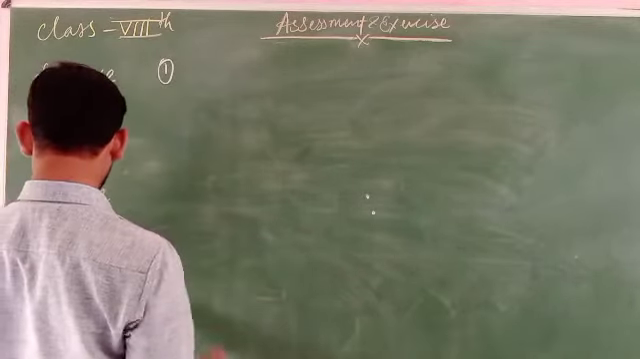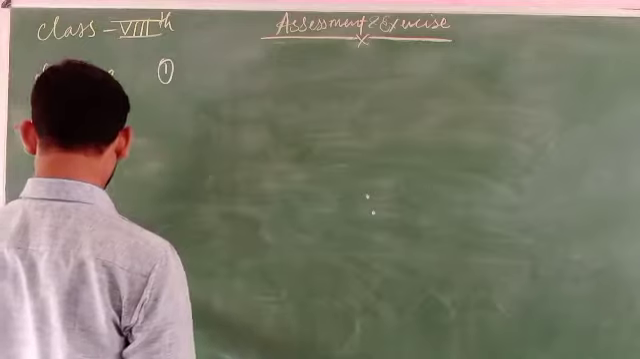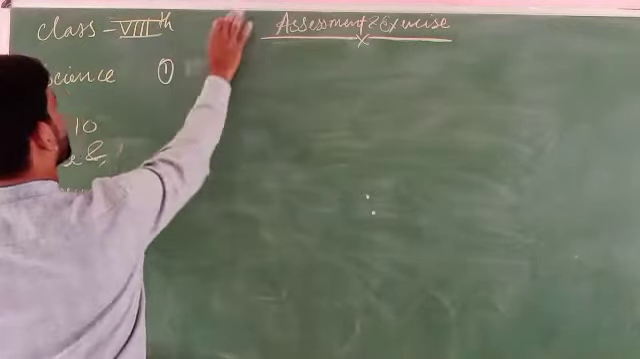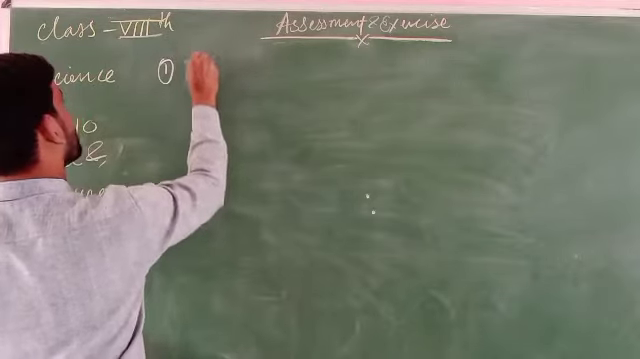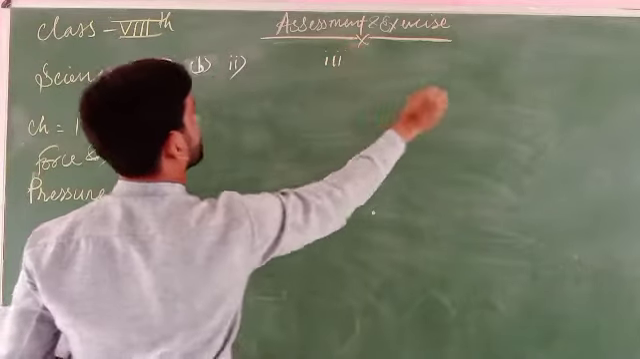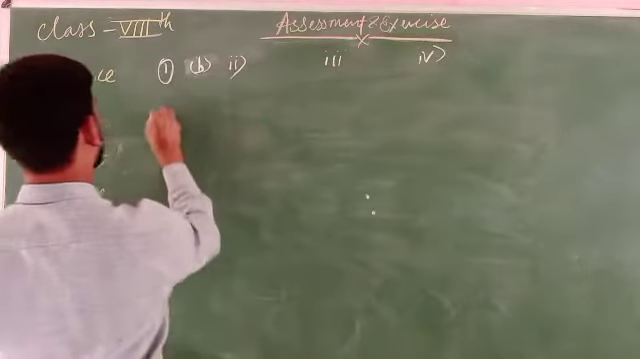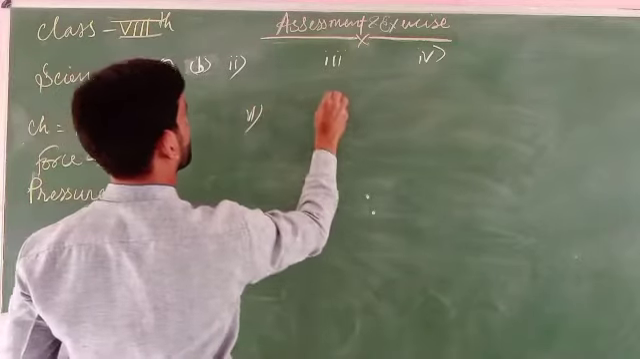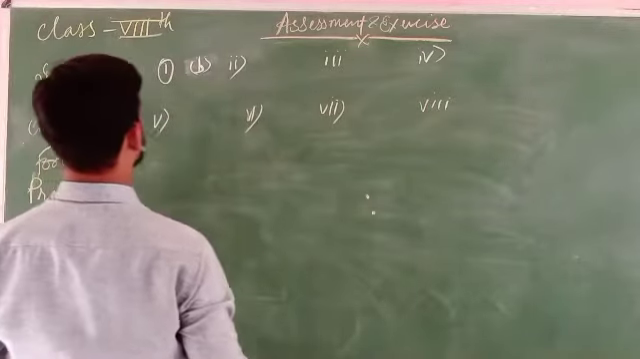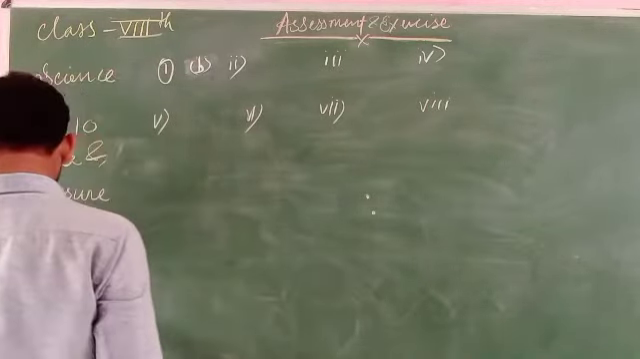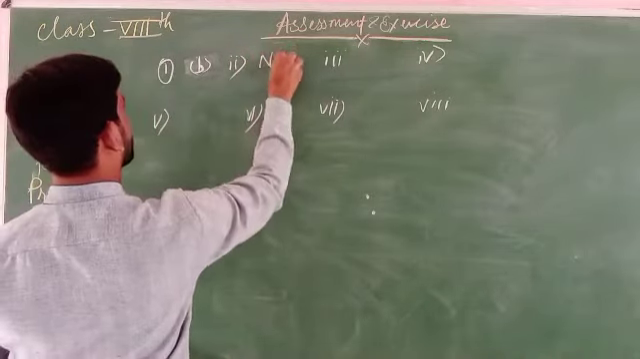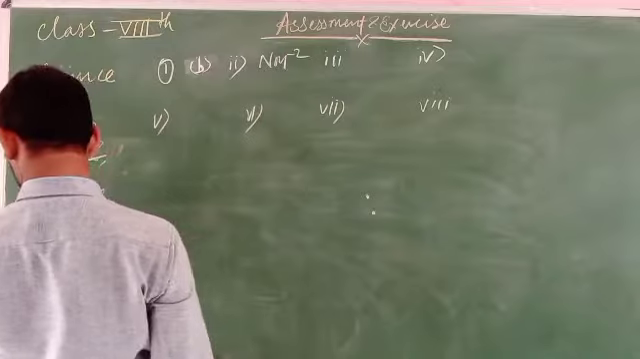A force cannot change speed, mass, or shape. Mass is the answer, that is option B. Second, third, fourth. The second one is: the SI unit of pressure is Newton per meter square. That is option A.